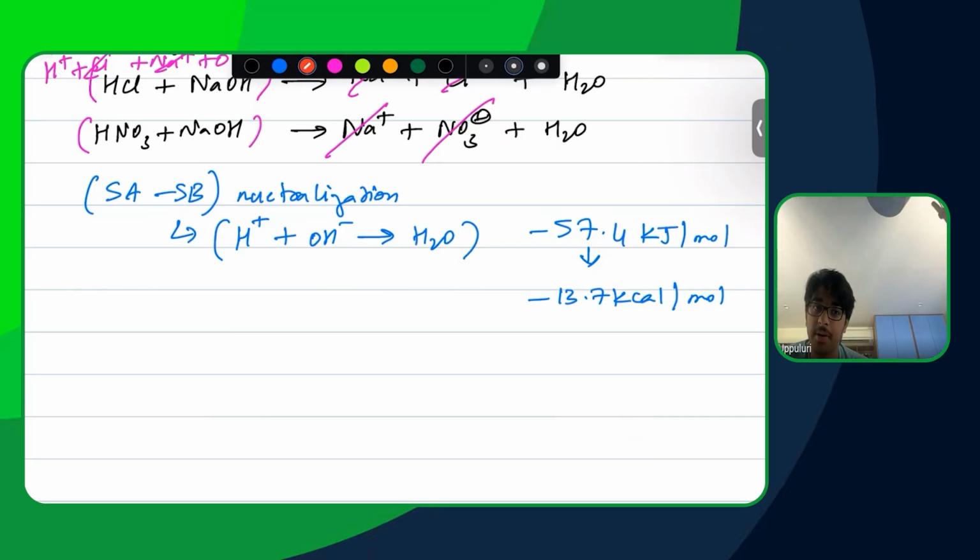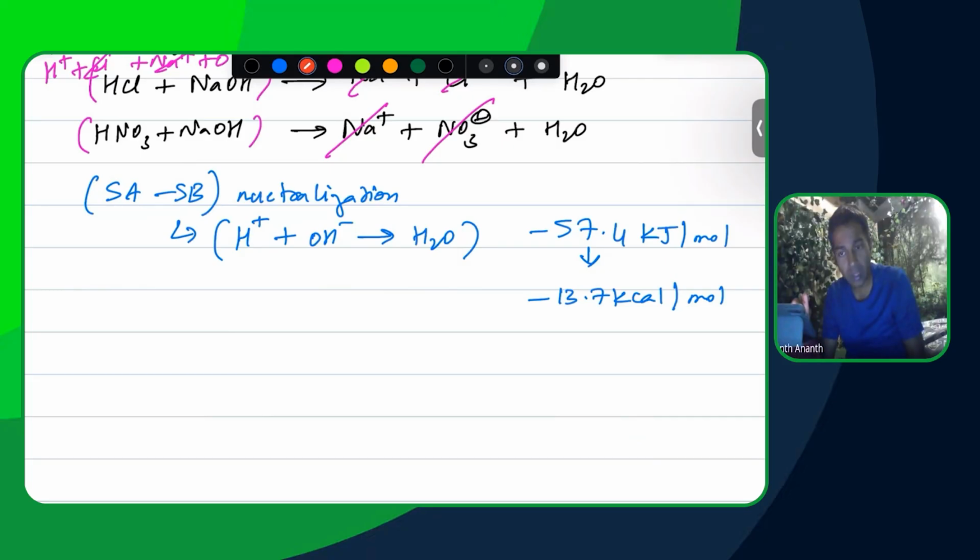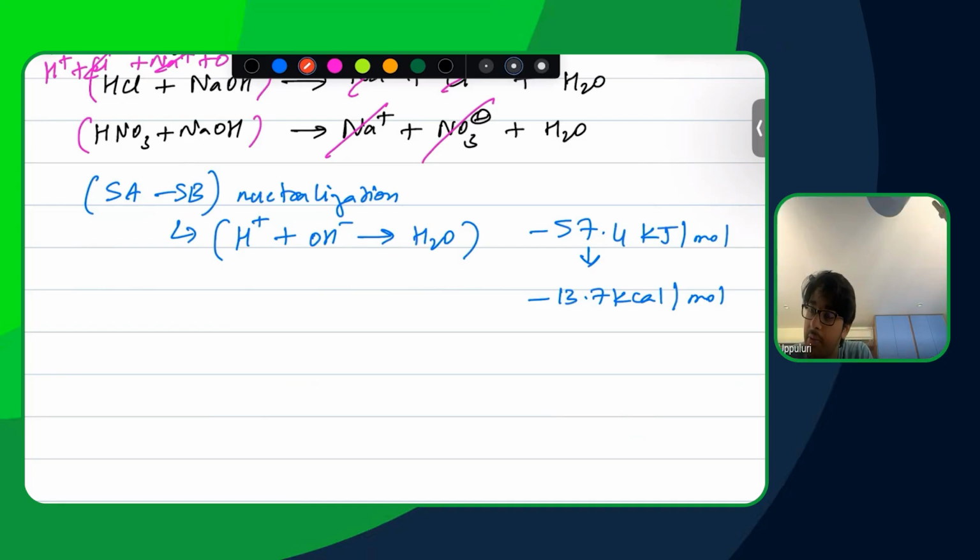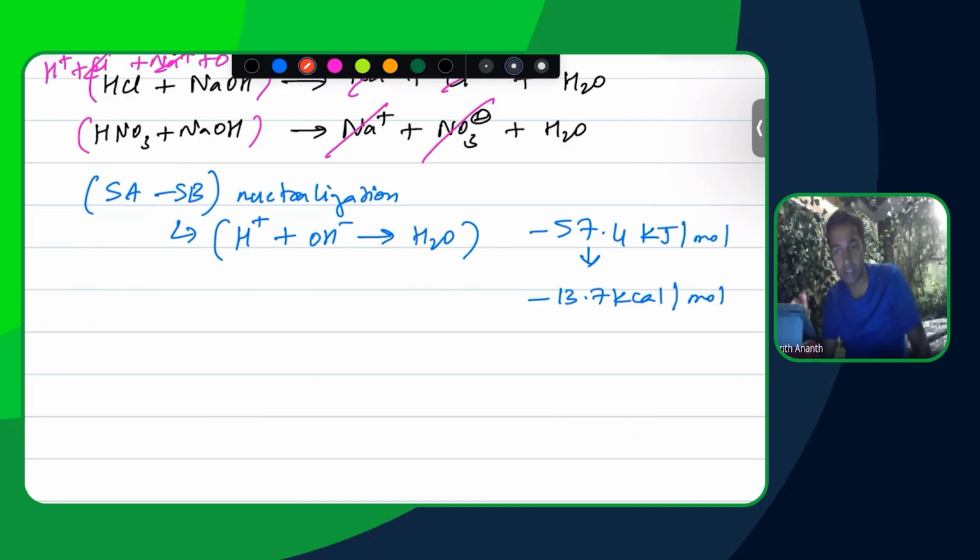Got it. You get the idea? H2SO4 produces 2 moles of H plus, and when it is undergoing complete neutralization with a strong base, it will necessarily require 2 moles of OH minus. That will be provided. That is basically the idea there.